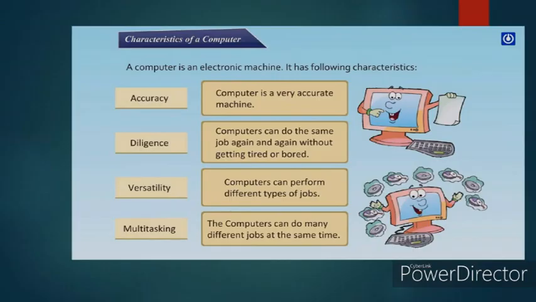Now third point, accuracy. A computer is a very accurate machine. Fourth, diligence. A computer can do the same job again and again without getting tired or bored. Fifth, versatility. A computer can perform different types of jobs. Sixth, multitasking. A computer can do many different jobs at the same time.